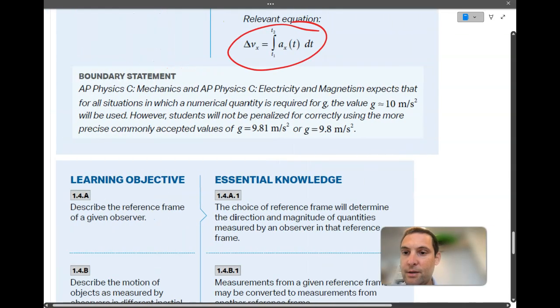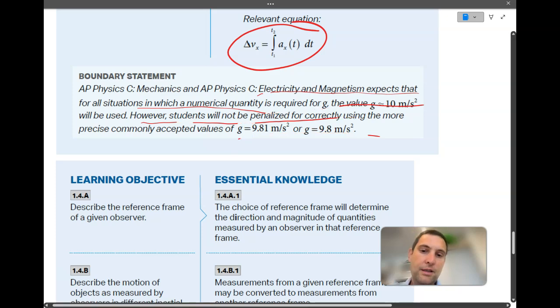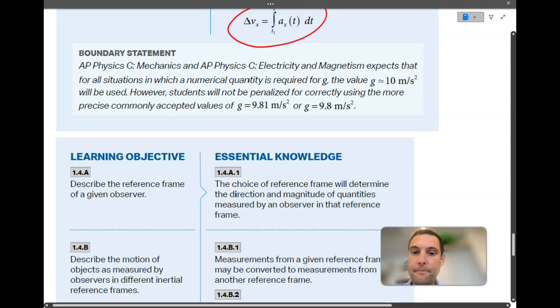I've got a boundary statement here. AP Physics C Mechanics and AP Physics C Electricity and Magnetism expects that in all situations g equals 10 will be used. However, you're not going to be penalized if you use 9.8 or 9.81. It's all about calculator strokes and saving those microseconds, because those microseconds add up to seconds.